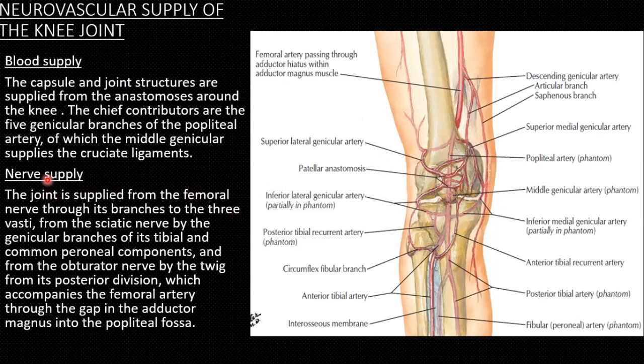Now, nerve supply. The femoral nerve supplies the joint through its branches to the three vasti: vastus medialis, vastus intermedius, vastus lateralis. Also the sciatic nerve, by the genicular branches from both the tibial component and the common peroneal or common fibular component. Then we have the obturator nerve through its posterior division, and the branch from the posterior division, known as the middle genicular nerve, is the one which will pierce the oblique popliteal ligament to supply intracapsular structures.